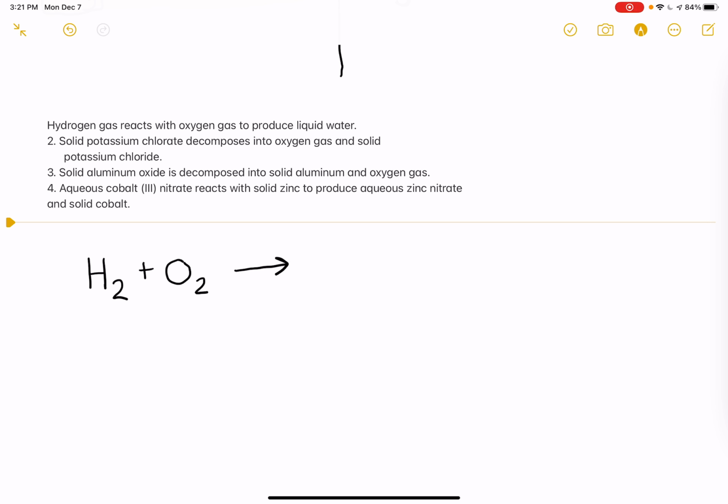There's an arrow, and it produces liquid water. Hopefully you know water is H2O. It does say liquid there. I should be writing the states of matter. So G is for gas, L is for liquid, and S is for solid. So if we react those two, that's what it creates.